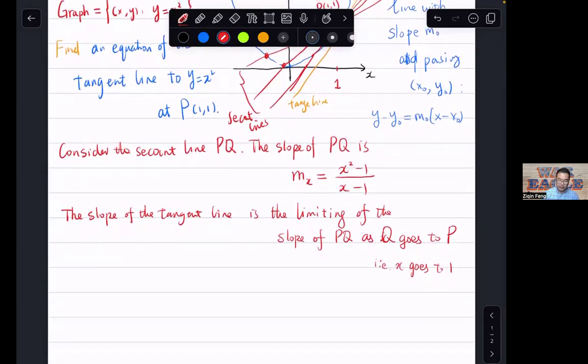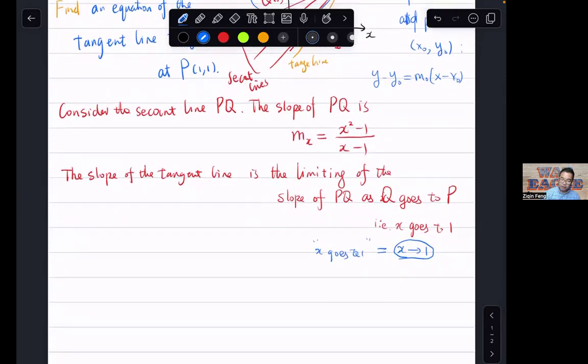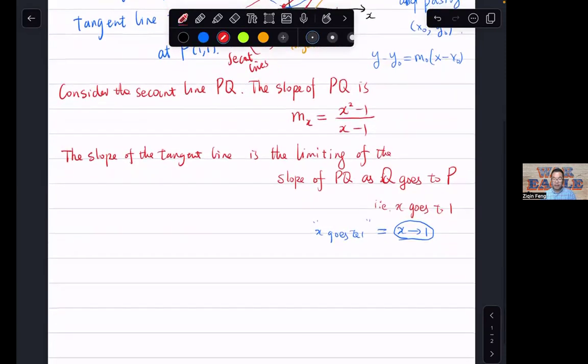So let's use this notation here to represent x goes to 1, which means getting closer and closer, right? And so how do we get closer and closer? Let's try numbers. There are two sides: x goes to 1 from two sides.